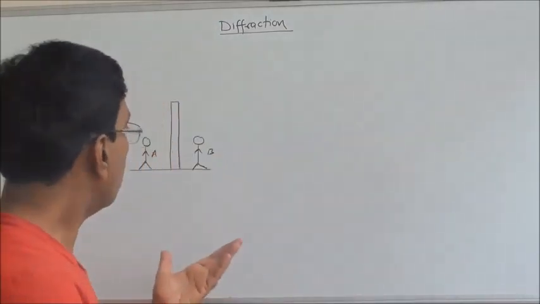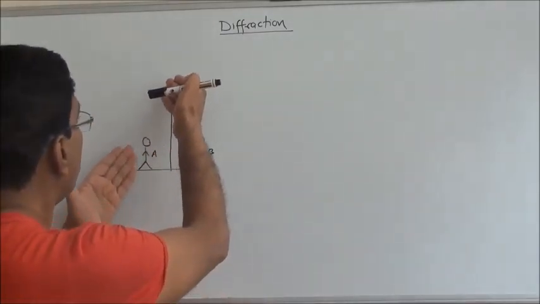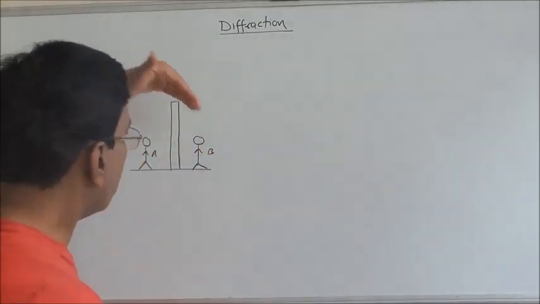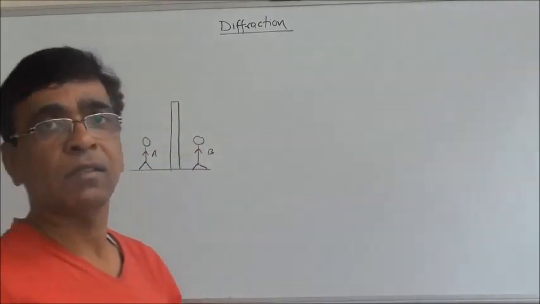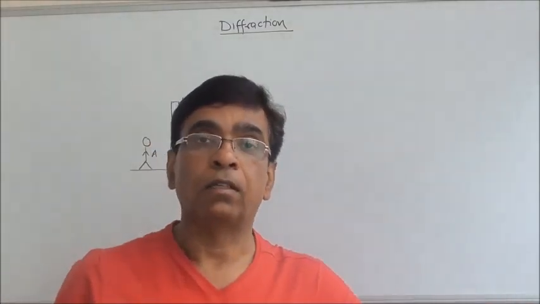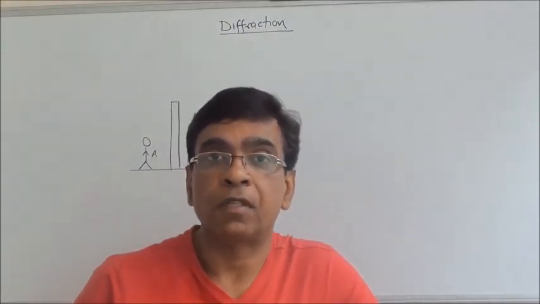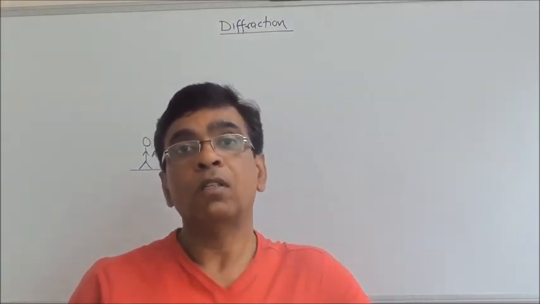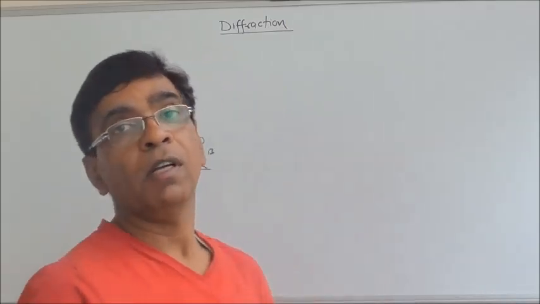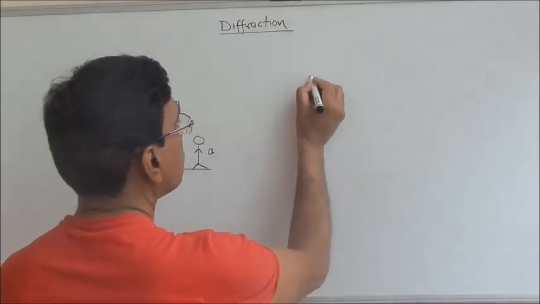So what might be happening here? Sound waves as well as light waves move here, and maybe sound waves bend and are able to reach, but light waves can't bend like this. Sound waves can. This bending of waves from the corners of an obstacle or aperture is called diffraction.